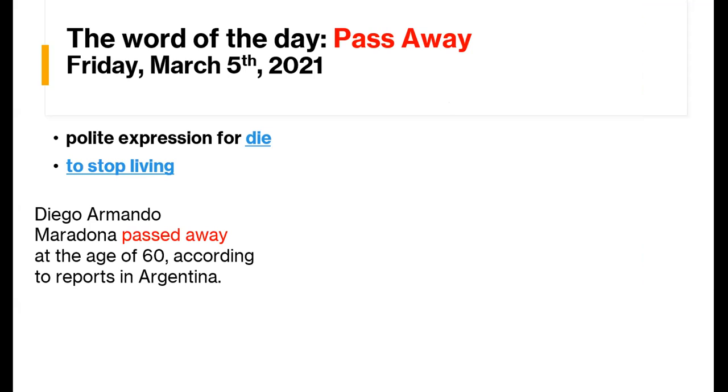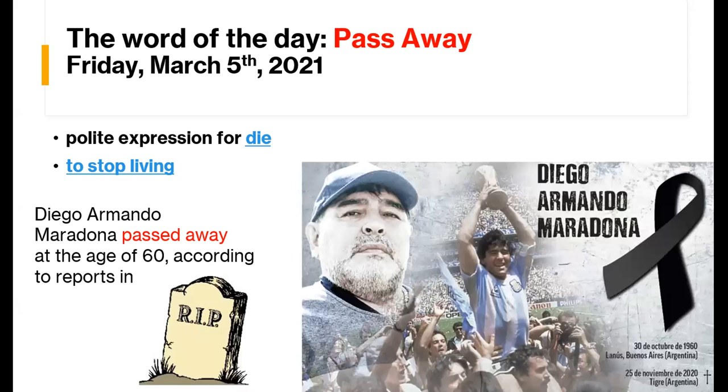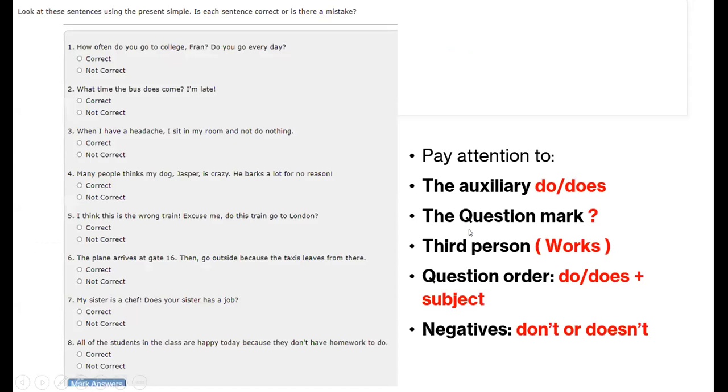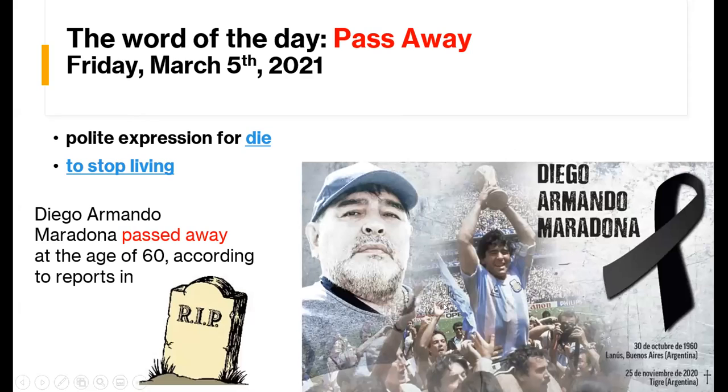So pass away. And that means to stop living, right? So Diego Armando Maradona passed away at the age of 60, according to reports in Argentina. And that happened according to this image, which I got from the web. I'm sorry about that. It happened on November the 25th, 2020.